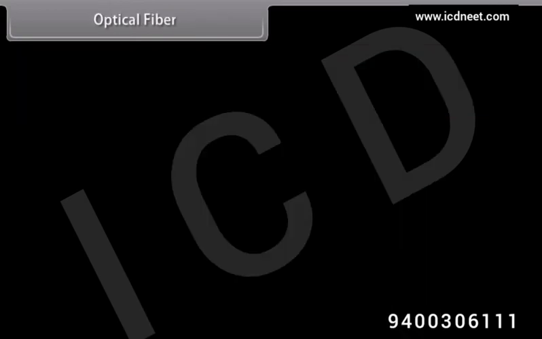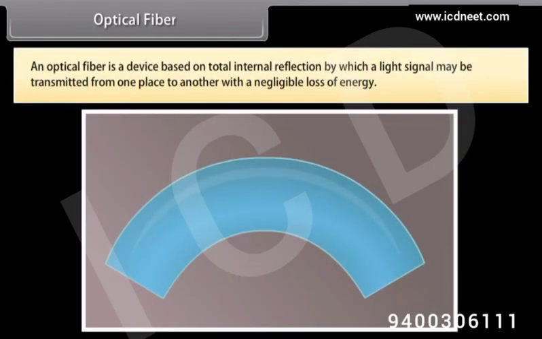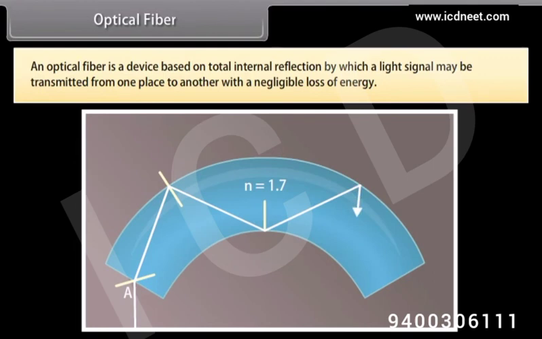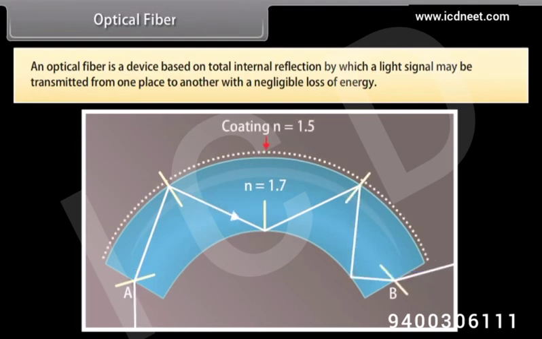Optical fiber. An optical fiber is a device based on total internal reflection by which a light signal may be transmitted from one place to another with a negligible loss of energy.